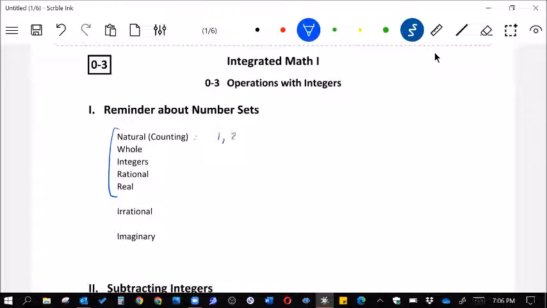We start with 1, 2, 3, 4. Like counting something, if you pick up something, that's one of it. Pick up another, that's 2. Pick up another, that's 3. You always start with 1 when you're counting things.